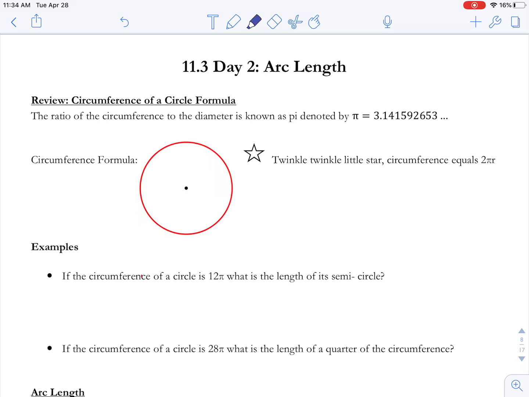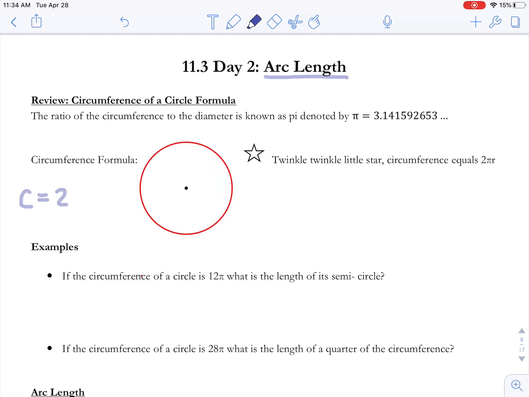Okay, so today is 11.3 day 2, continuing with sectors and arcs and all those good things that go along with the circle. So today we're really going to focus on arc length. Remember, if you think about arc, that is on the circumference of the circle. So we're going to be looking at something in relationship to our circumference.